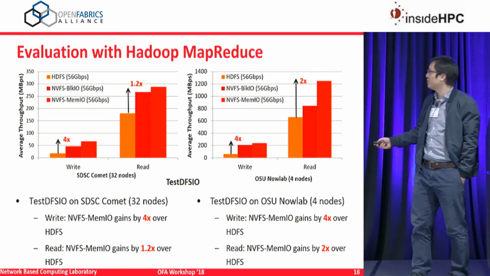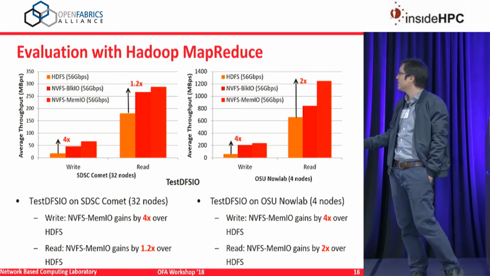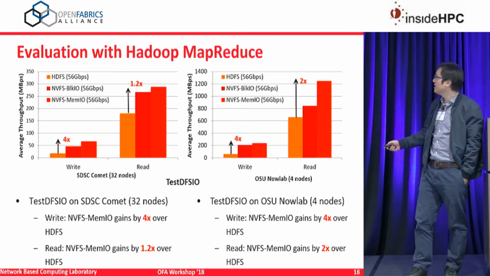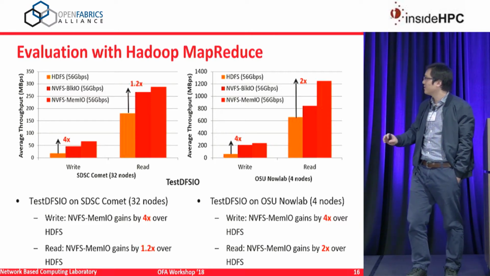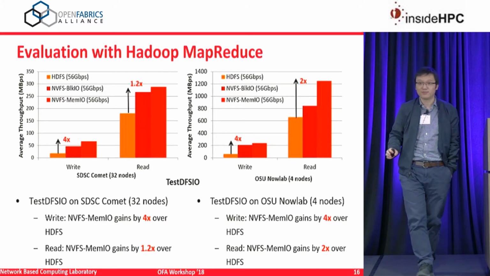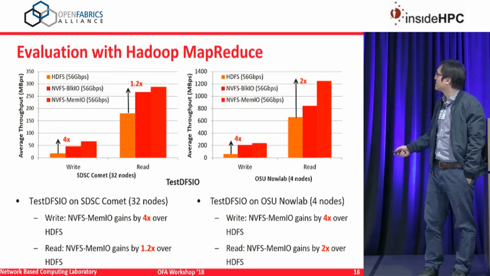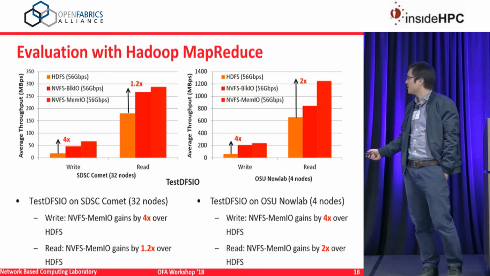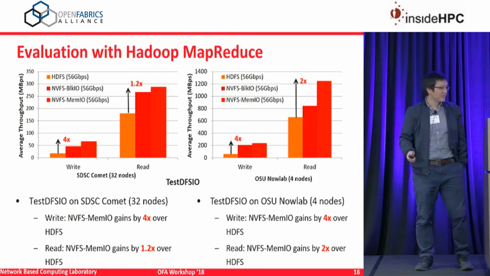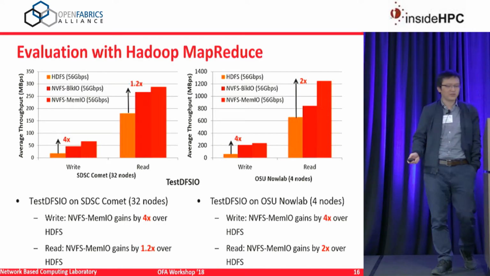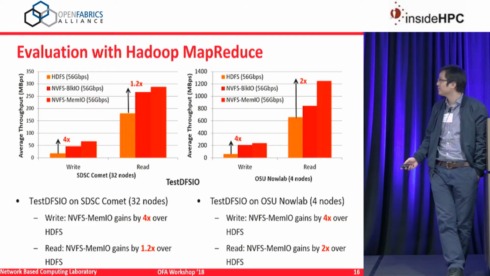It shows the best performance, for example, compared with the default HDFS or block IO-based HDFS. The maximum you can get is around 4x performance improvement. That's a very good benefit. This is for the SDS commit. This is our local cluster, which has four nodes. That also shows around 4x or 2x performance improvement for read and write.